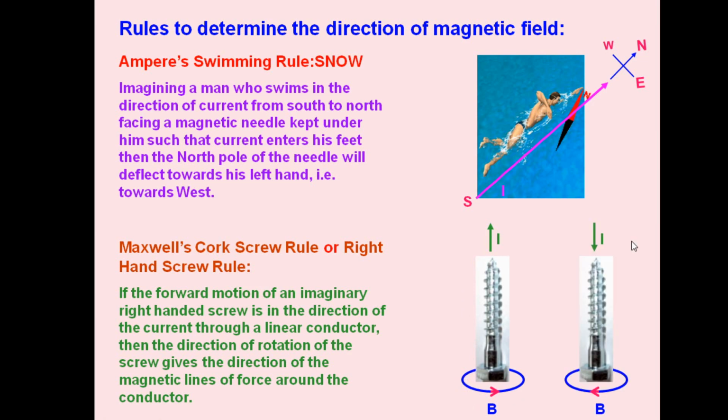Similarly, if we reverse it, the tip will come down, and rotation will be in this way. If we observe it from the top side, it is clockwise, and this one is anti-clockwise. So in this way we will represent the direction of magnetic field.